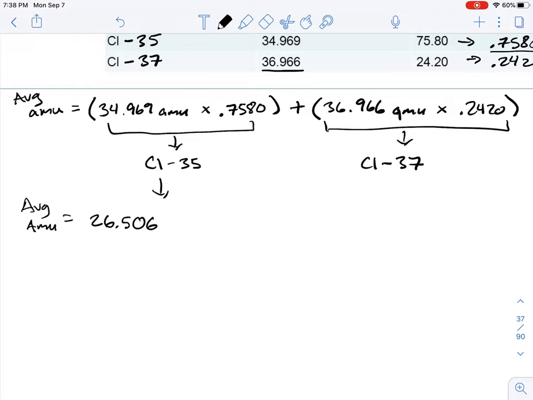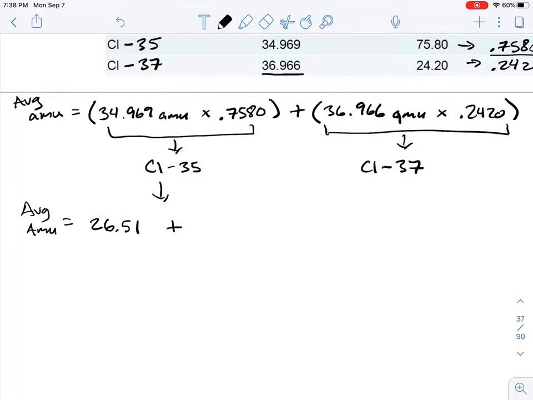And so when we're applying rules of sig figs, notice how there's four significant figures here, there's five significant figures here. So we're only going to report four sig figs in total. And so I'm going to erase this and round that up to 26.51. Okay. And this is going to be plus the product of these two. So this is going to be 36.966 times 0.2420.